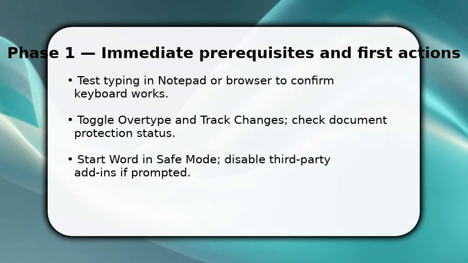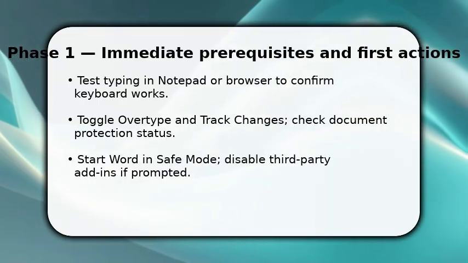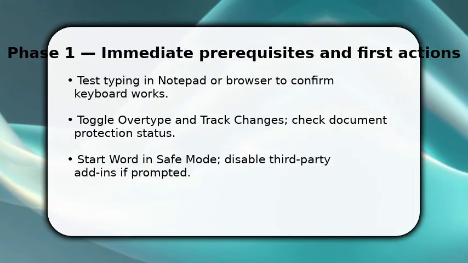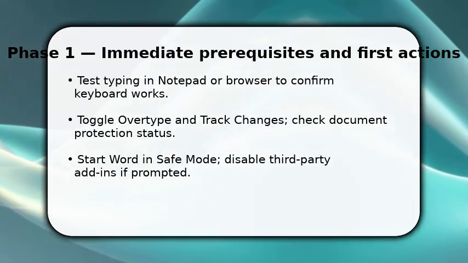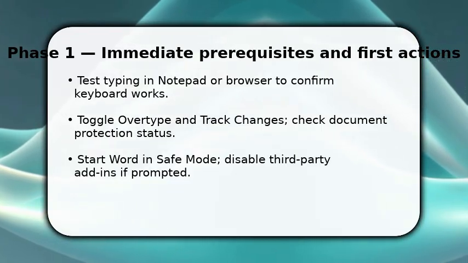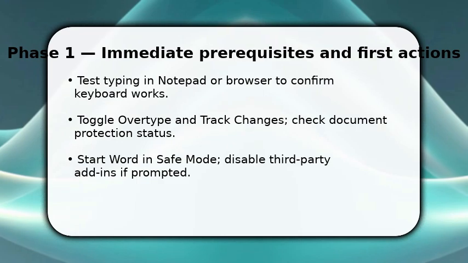Once done, launch Word in safe mode. Hold Control while starting Word to bypass add-ins. If typing returns, make sure to disable the offending add-in before continuing, because add-ins commonly intercept keystrokes. Now that you isolated add-ins, move to deeper repairs.